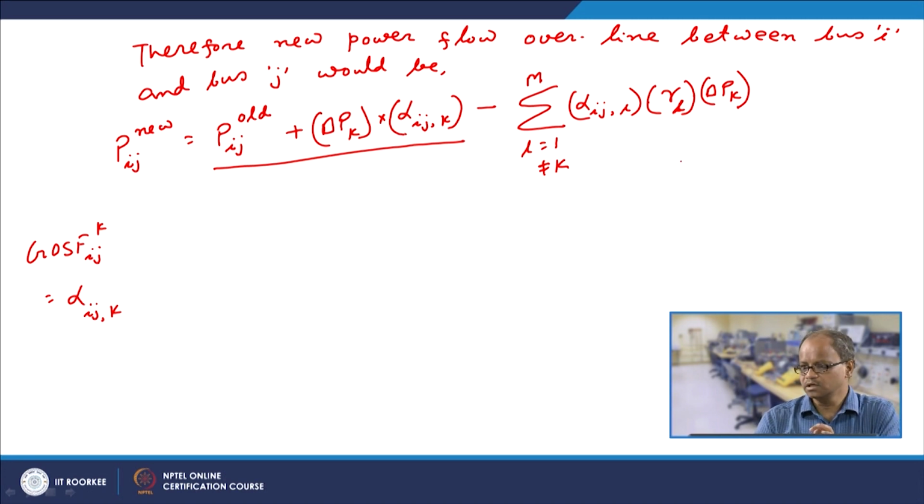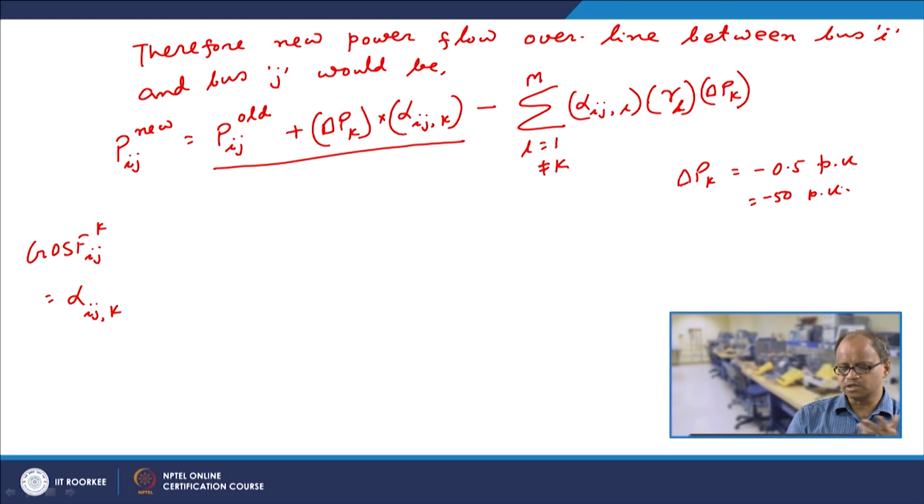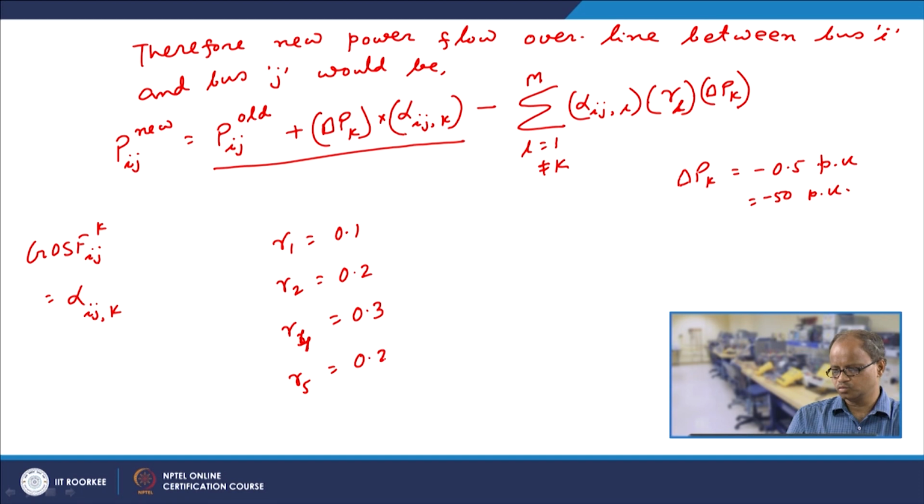Now, we have already seen that delta Pk, for example, in our case would be let us say minus 0.5 per unit, or let us say minus 50 per unit. Just in our example, suppose gamma 1 is 0.1, gamma 2 is 0.3, gamma 4 is 0.3 and gamma 5 is 0.2.